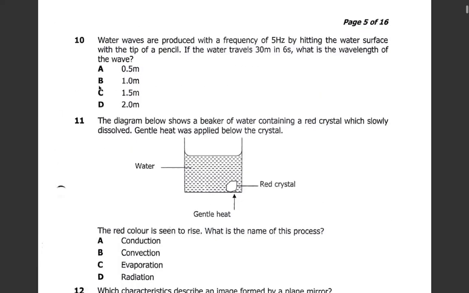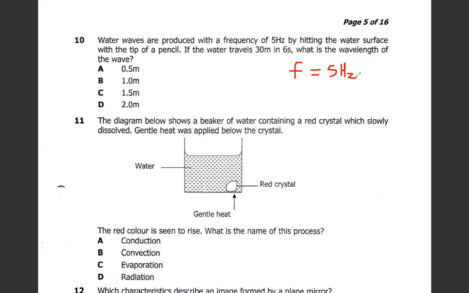We go to 10 and 11. Question 10 says, water waves are produced with a frequency of 5.0, or just 5 Hz. So it means the number of waves that were being produced per second was 5, by hitting the water surface with the tip of a pencil, and this person was very fast, so that 5 waves could be produced per second.